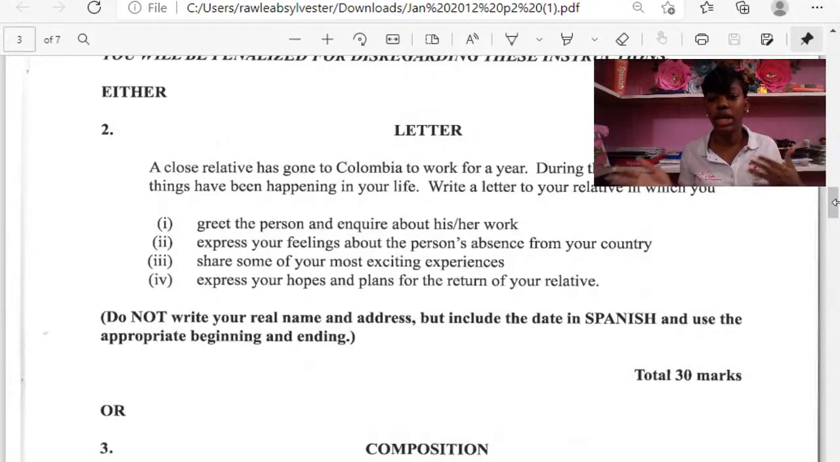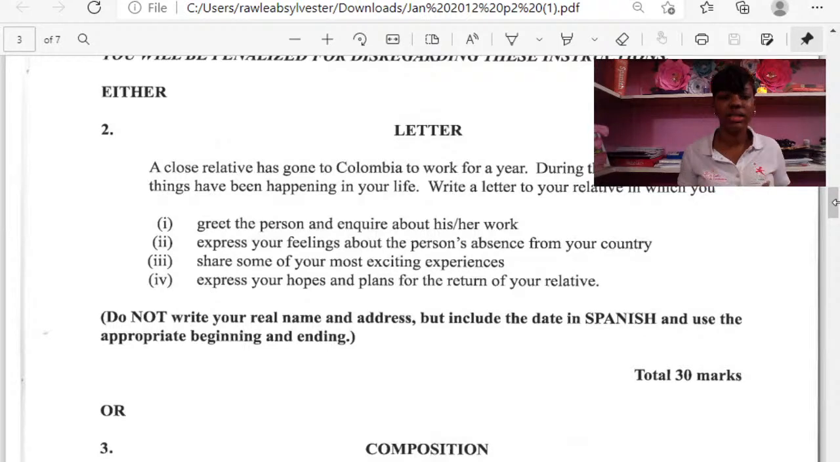Write a letter to your relative in which you 1. Greet the person and inquire about his or her work. 2. Express your feelings about the person's absence from your country. 3. Share some of your most exciting experiences. And 4. Express your hopes and plans for the return of your relative. Now, each of these clues should serve as a paragraph.